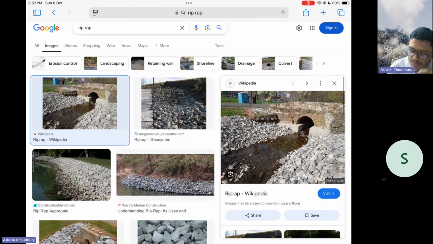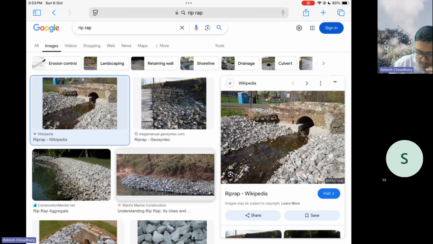You can see a small river that is flowing, and to prevent the erosion of the banks, obviously this photo is taken when the flow is less, but I am sure that when there will be rain, the whole city water will be gushing through this small river. So to prevent the erosion of the river bank, what is done is they place these ripraps on both the sides, so that it can take the force of the river and prevent the loss of the original soil that is there.